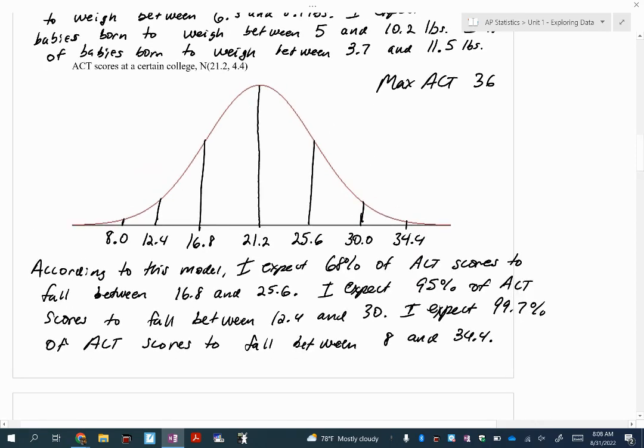Again, it's a little more difficult to do this since we don't really do the ACT anymore, but in the past, my students could actually think about their score and see where they kind of fit in terms of this model. All right, so that summarizes everything that I want you to think about so far.